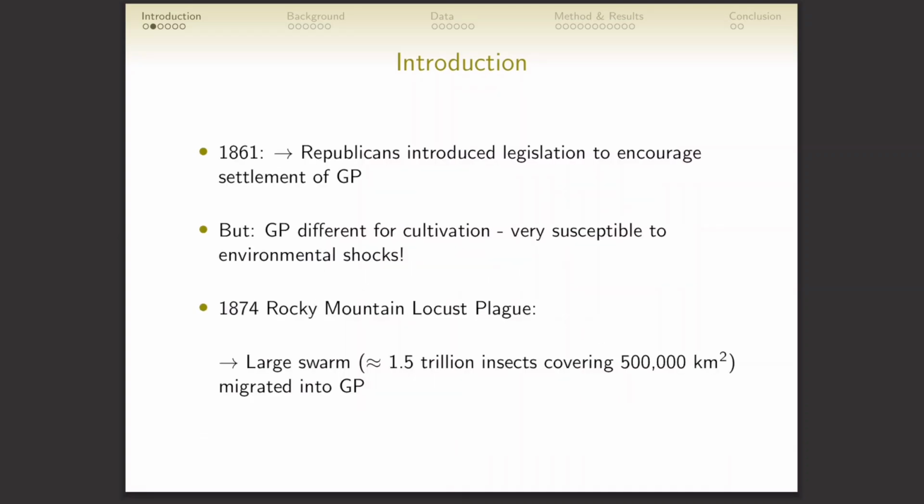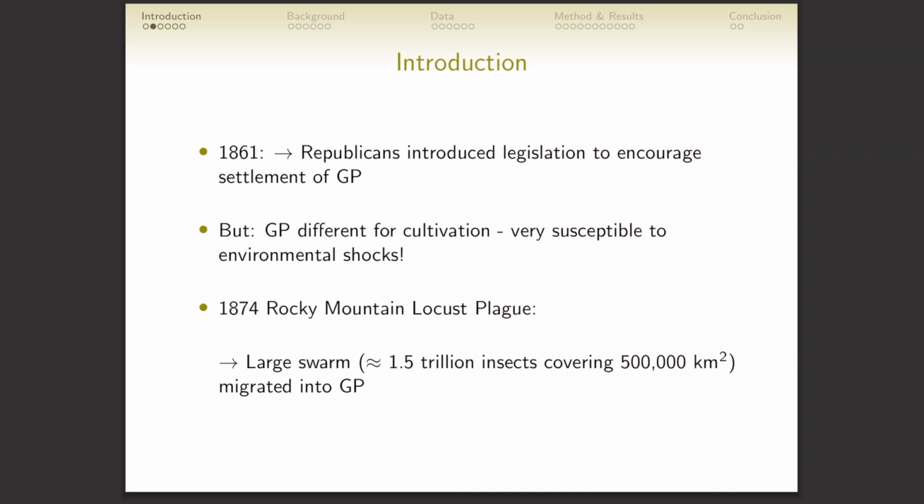Now, starting in 1861, after 11 of the slave states left the Union, the congressional Republicans started pushing to try to settle this area, in part to try to prevent the slave states from doing the same sort of thing. What they essentially did is they introduced, and I'll talk in more detail about what they are, a few key pieces of legislation that really tried to encourage settlement of the Great Plains. The one you may know is the Homestead Act.